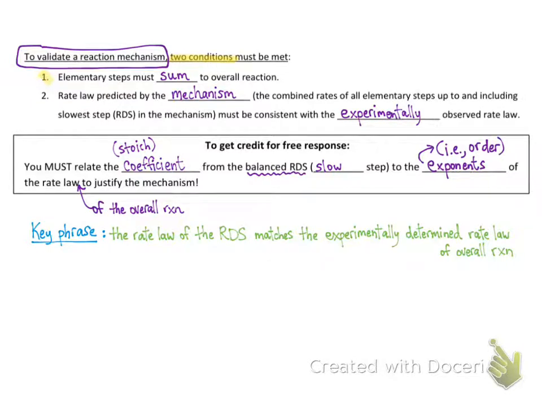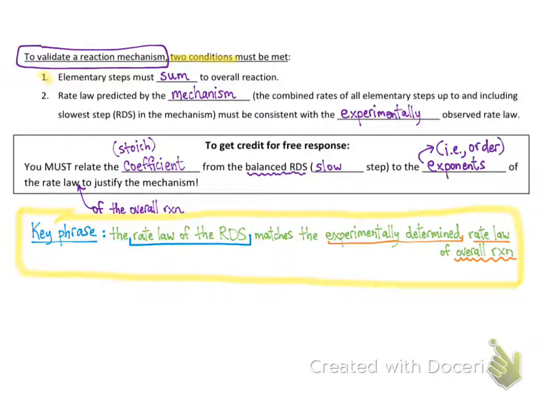Okay, here's the phrase. The thing you need to connect is saying that the rate law from the rate determining step matches the experimentally determined rate law of the overall reaction. This is basically the key point you're trying to make if you're trying to justify why a particular reaction mechanism is valid or how you can go ahead and write the rate law of the overall reaction based on a reaction mechanism.